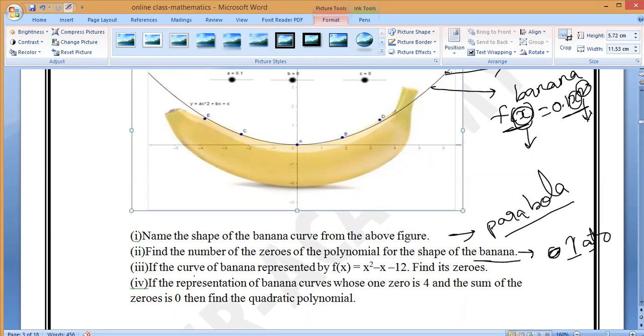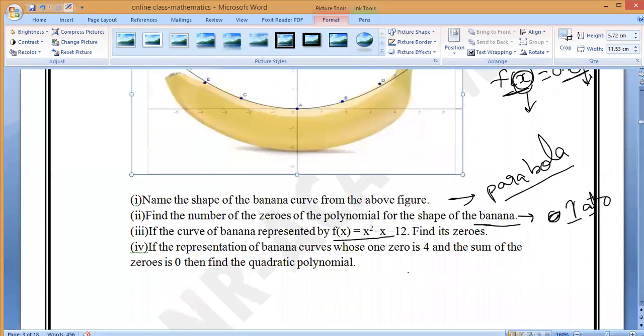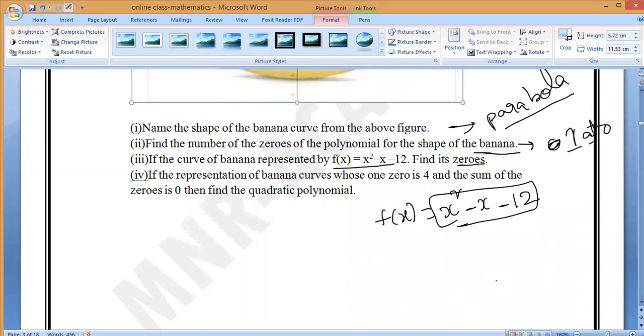Yes, ma'am. Next, third question. If the curve of the banana is represented by f of x equal to x square minus x minus 12, find the zeros. How to find the zeros of this quadratic polynomial? Ma'am, x is equal to 4, x is equal to minus 3.